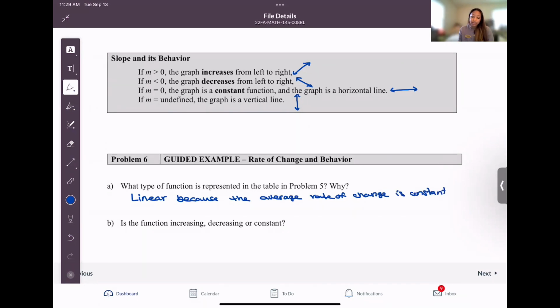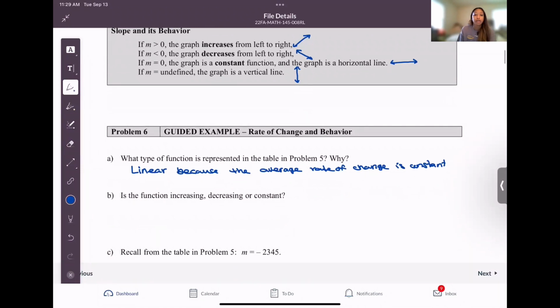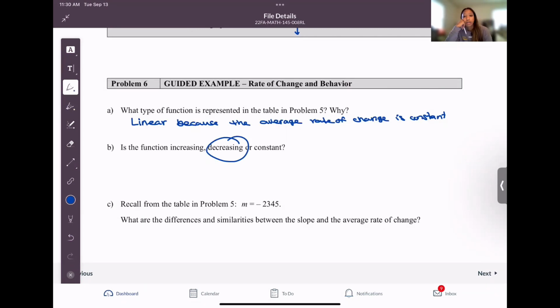Okay, and is the function increasing, decreasing, or constant? Remember, the debt was decreasing by $2,345, and that means that the slope is negative. This would be a decreasing function.